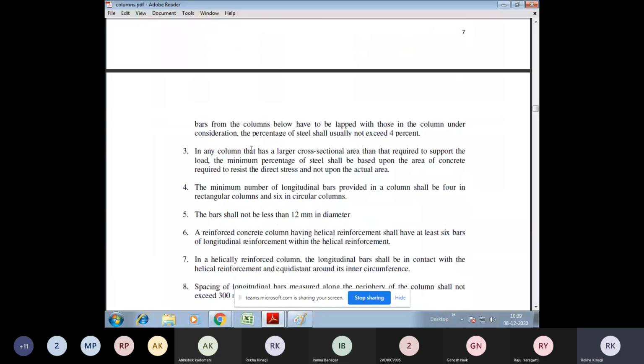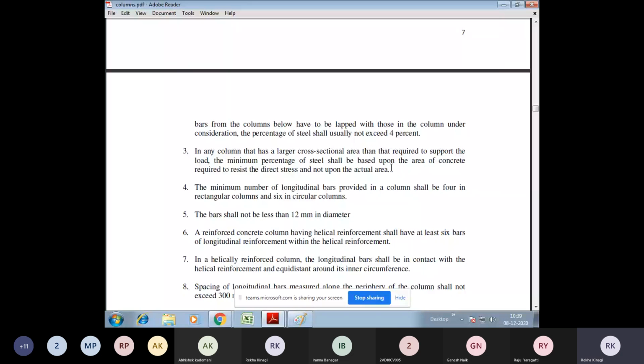In any column that has a larger cross-sectional area than that required to support the load, the minimum percentage of steel shall be based upon the area of concrete required to resist direct stress and not upon the actual area. So here the minimum percentage of steel shall be based upon the area of concrete required, that is A with the prefix subscript C.